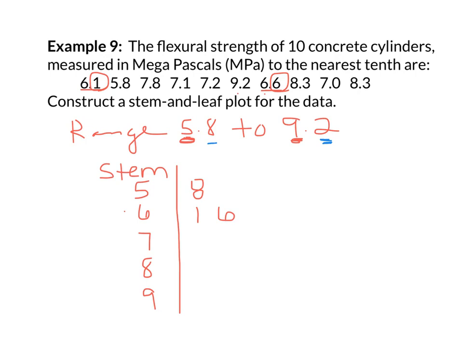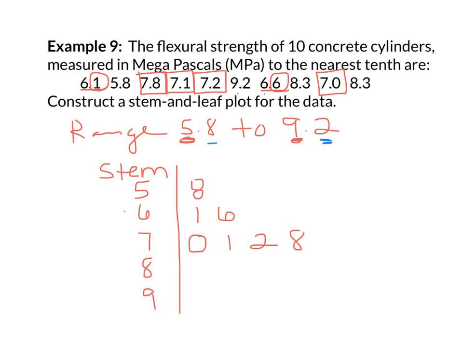Just looking at this, we see that we have a 5 line 8. That represents 5.8. Here we have 6 with the line 1, 6. So this is 6.1 and 6.6. Let's finish this out. We have a 7 next. Taking a look at all our data with 7 point something, we have a 7.8, a 7.1, a 7.2, and a 7.0. Looking at the decimal places, we have a 0, a 1, a 2, and an 8. So that represents 7.0, 7.1, 7.2, and 7.8.